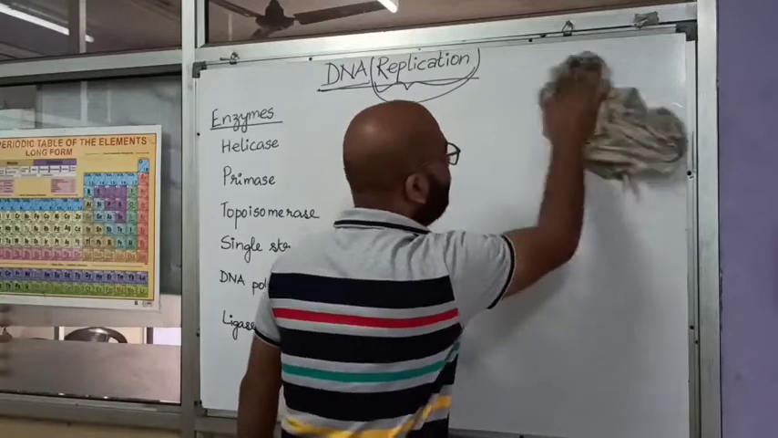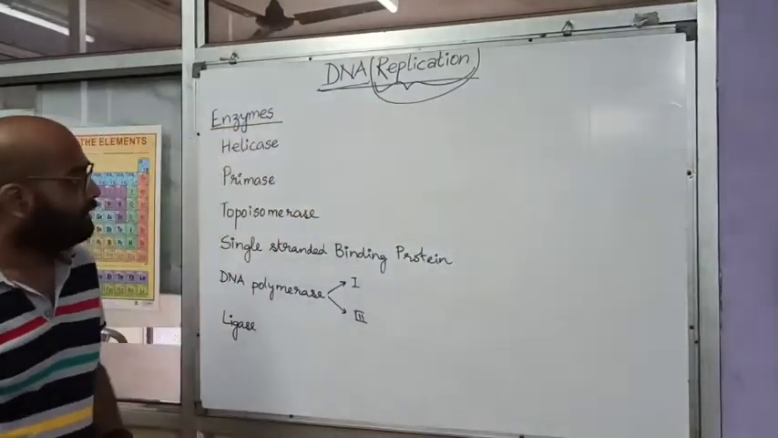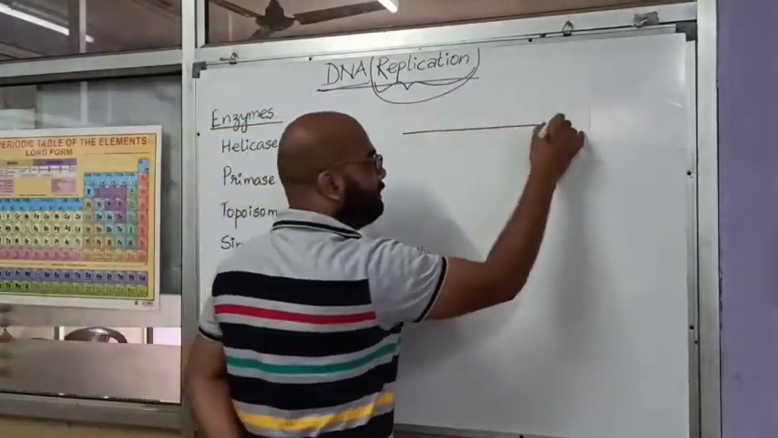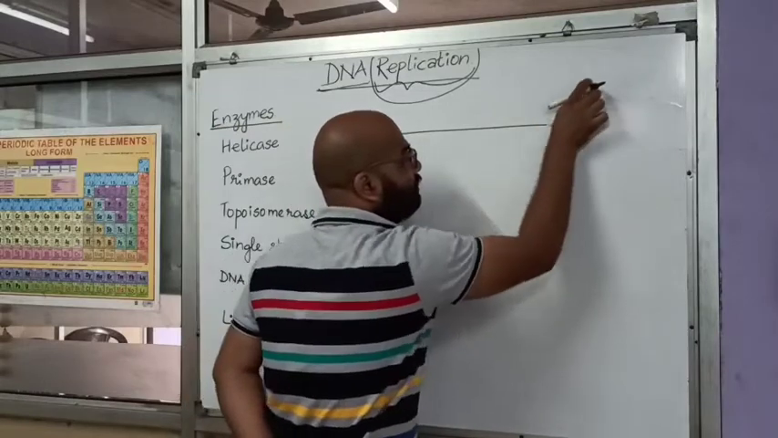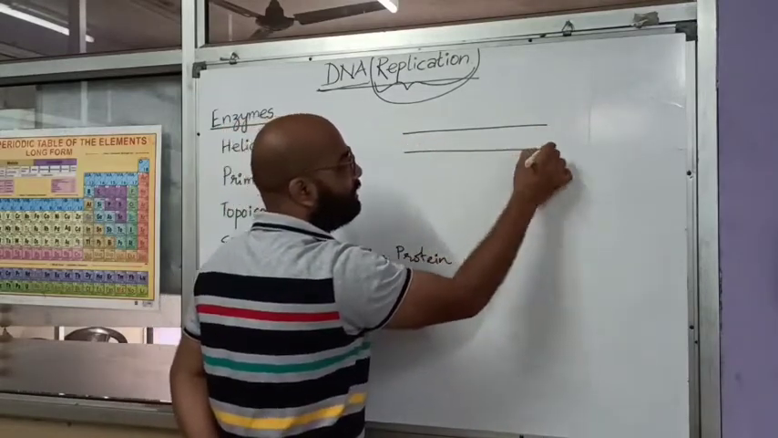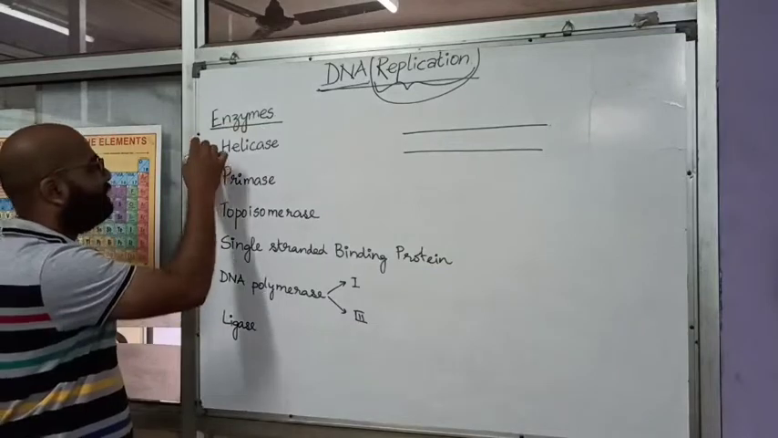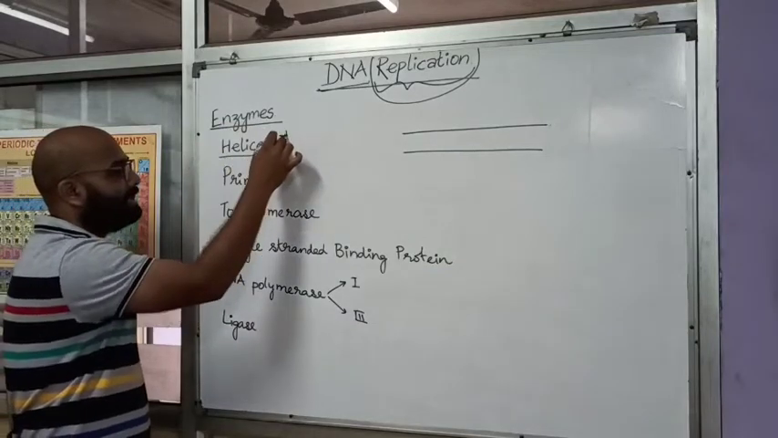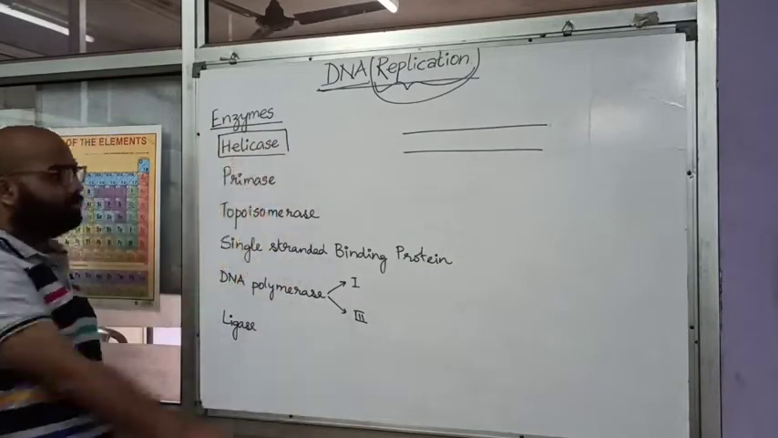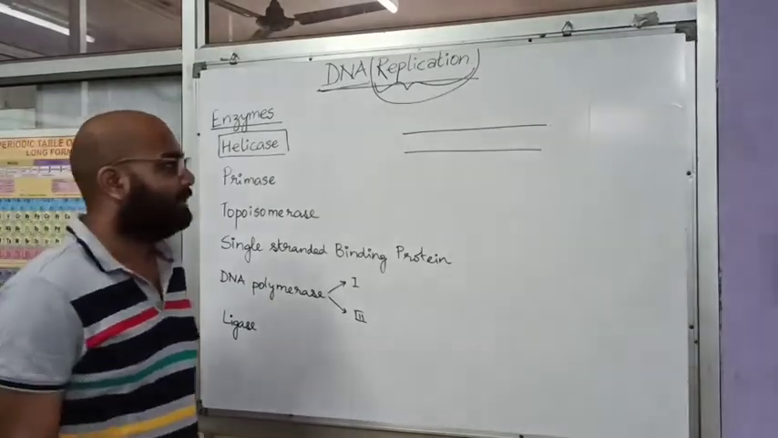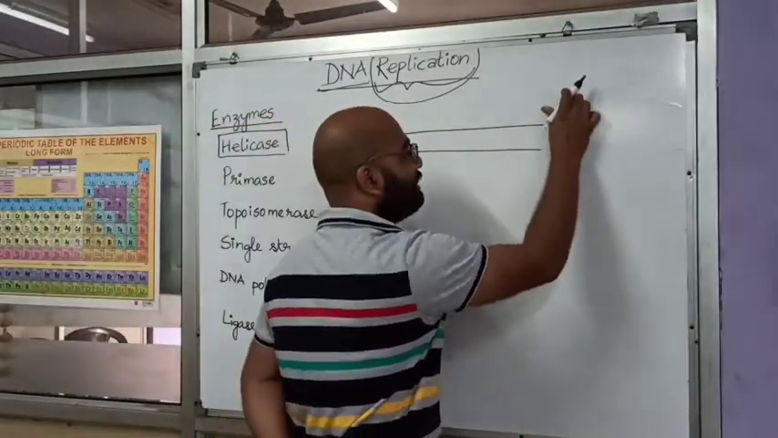So in this replication process, we have to consider the first enzyme as helicase. So what does helicase do? It unwinds the DNA molecule.